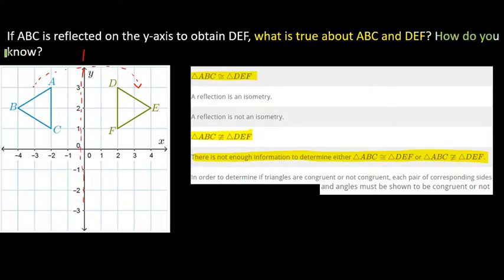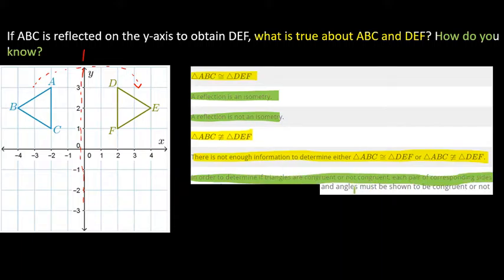So how do you know? Well, the other answer options are all reasons. A reflection is an isometry, a reflection is not. In order to determine congruency, each pair of corresponding sides and angles must be shown to be congruent or not. So I need to pick my statement or my claim and then pick why I know. Starting with our statements in yellow then, based on this picture and based on the information about it being a reflection, are these congruent? Are they not congruent? Or is there not enough information?